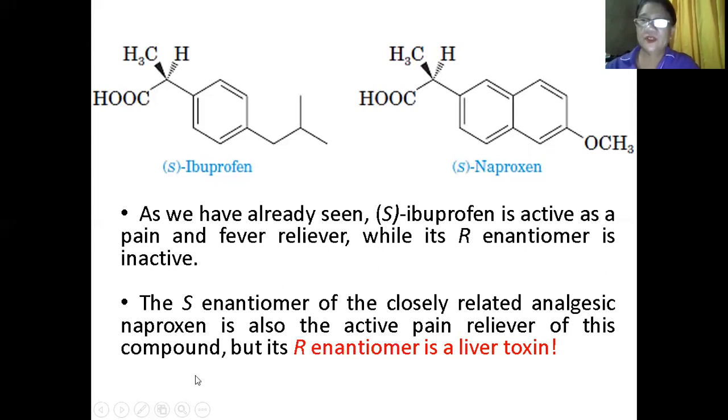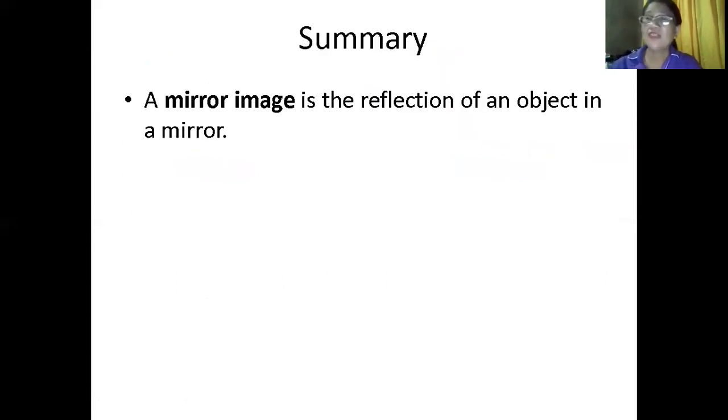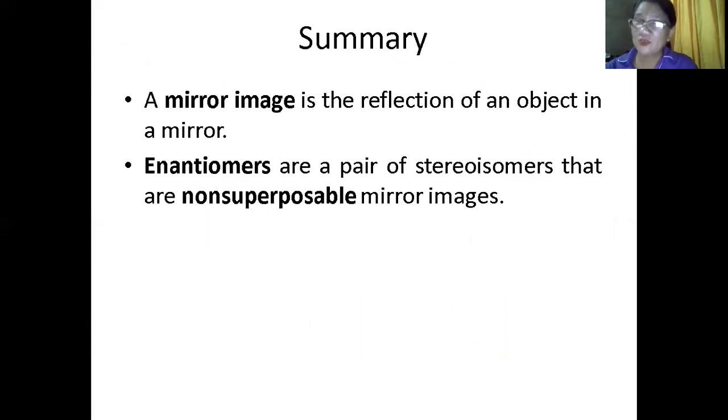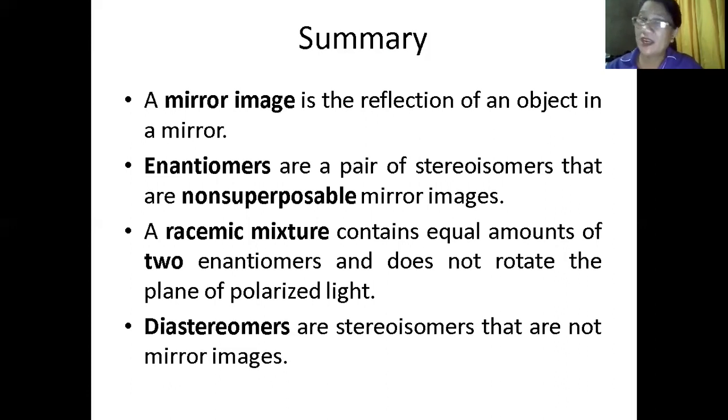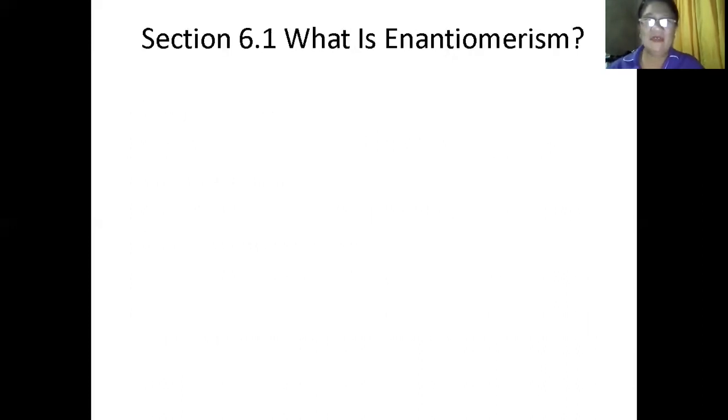So as a summary, what is a mirror image? If you look at the reflection of the object in the mirror, it looks like its image. That is why it is called mirror image. What are enantiomers? Enantiomers are a pair of stereoisomers that are non-superimposable mirror images, meaning they cannot fit in. What is a racemic mixture? It contains equal amounts of two enantiomers and does not rotate plane polarized light. What are diastereomers? They are stereoisomers, but they are non-mirror images.